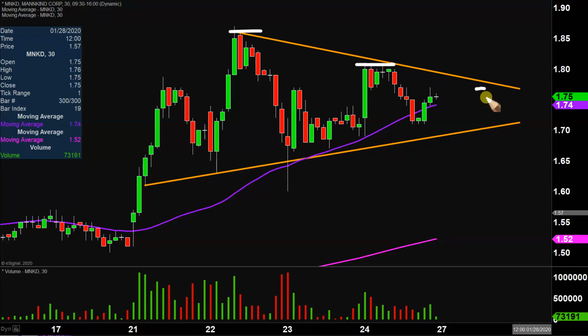So going forward, it's just a big question of, who's going to ultimately win this battle? Are the bulls going to win and get the breakout to the upside, or are the bears going to win and get the breakout to the downside? So that's going to be the key dynamic to watch going forward.